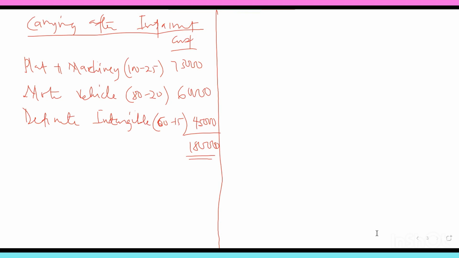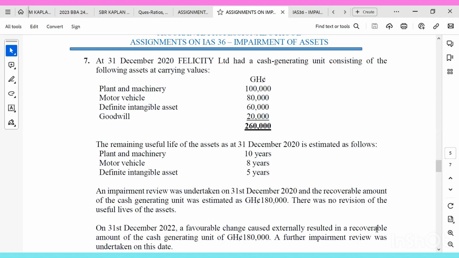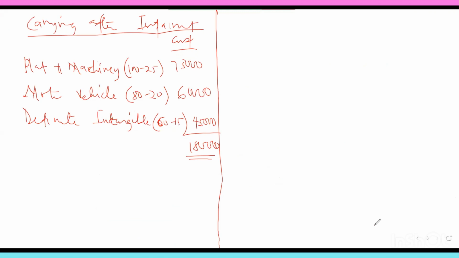Let's look at what they are saying next. They are saying that on 31st December 2022, a favorable change caused by external factors resulted in a recoverable amount of the cash generating unit of 180,000. So when was the next impairment review undertaken? It was 31st December 2022, that is 2 years after the first impairment test. So what do we have to do? We have to determine the carrying amount of the cash generating unit at the date of this one. How do we determine that? We have to depreciate the assets by their value. So we determine the carrying value for each of the assets first.